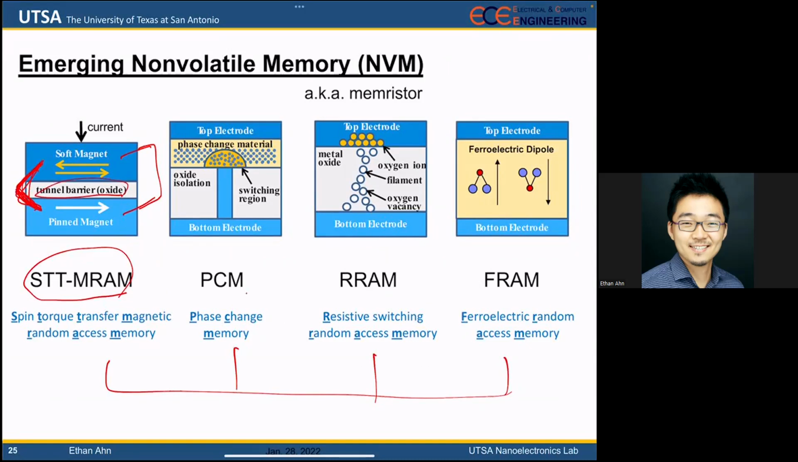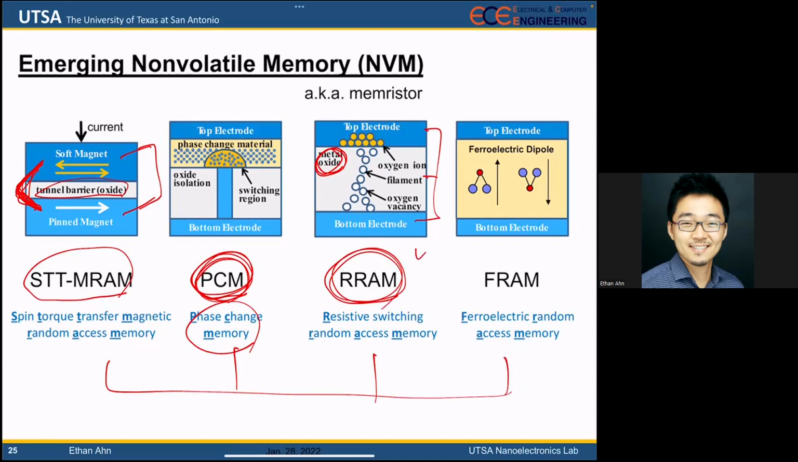And we just talked about PCM a little bit, the phase change memory here. And also we have RRAM. This is based on a metal oxide thin film, and this is more like a capacitor. I mean, exactly a capacitor, but I'm going to talk about this more later.